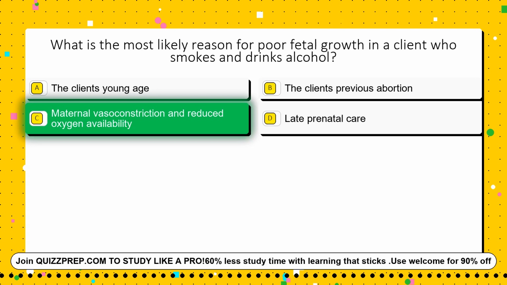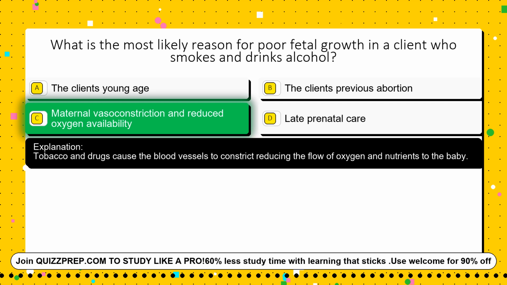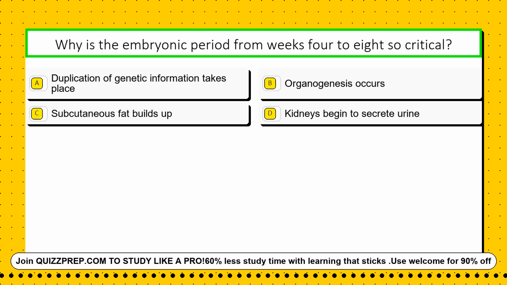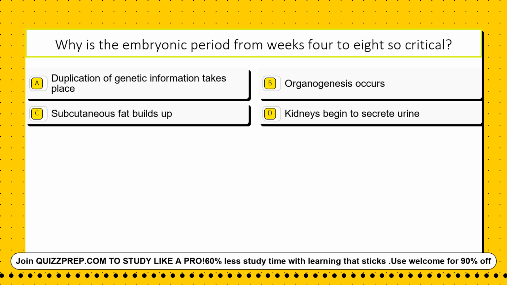The correct answer is option C, maternal vasoconstriction and reduced oxygen availability. Tobacco and drugs cause the blood vessels to constrict, reducing the flow of oxygen and nutrients to the baby. Question 78. Why is the embryonic period from weeks 4 to 8 so critical? Option A, duplication of genetic information takes place. Option B, organogenesis occurs. Option C, subcutaneous fat builds up. Option D, kidneys begin to secrete urine.